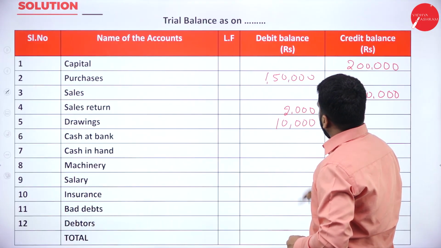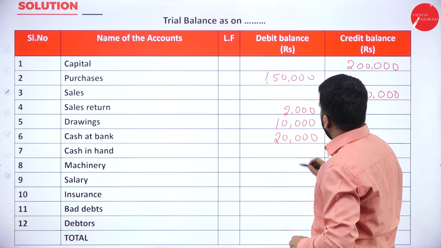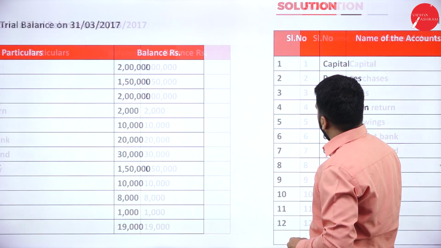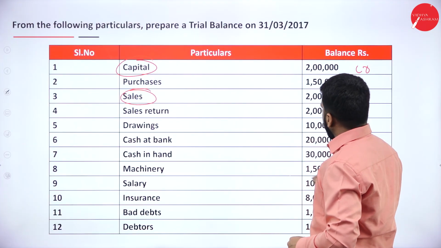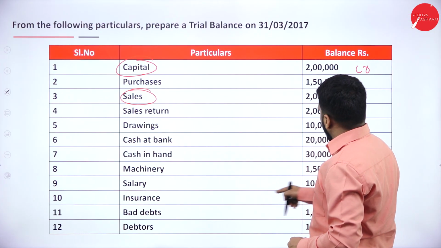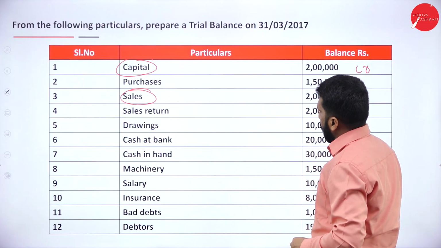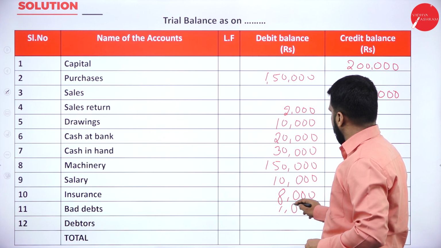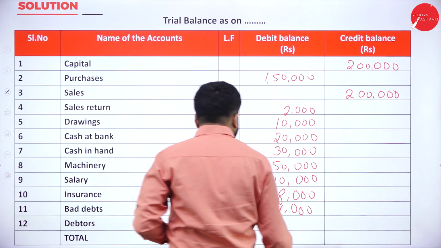Cash at bank 20,000. Cash in hand 30,000. Machinery 1 lakh 50. Salary 10,000. Insurance 8,000. Bad debts we have 1,000. And debtors we have 19,000.